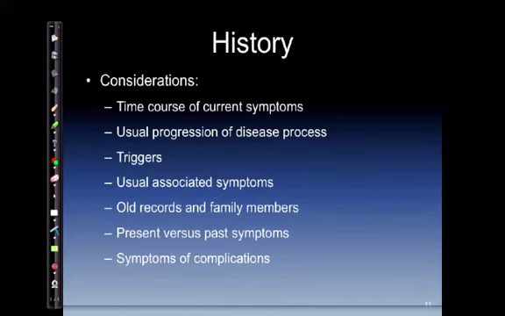History and consideration: time course of the current symptoms, or the onset and duration, and the usual progression of the disease. If a person has had allergies in the past and has had the same allergy, they ought to be a good historian of this. What actually triggers the onset of symptoms, and the usual associated symptoms that occur with this. So an example of this: I accidentally ate some shellfish. The last time it occurred, it swelled my tongue up and they had to put in a surgical airway. That would be something that you need to know prior to providing transport for this individual, so that you can plan ahead. Old records or any family members might be a good historian.